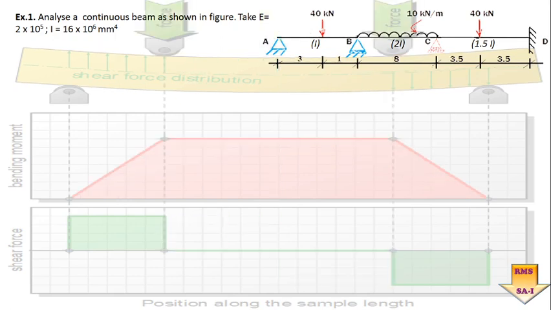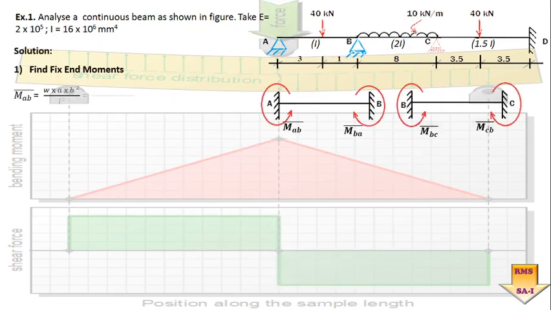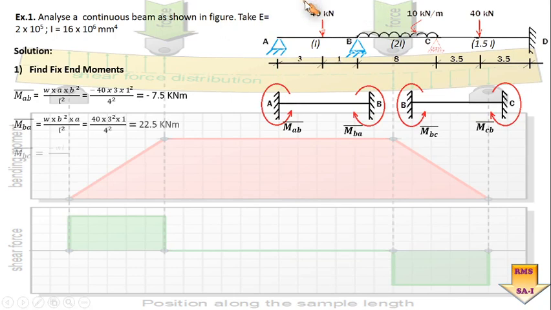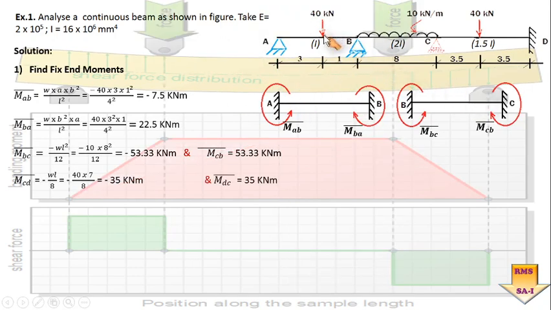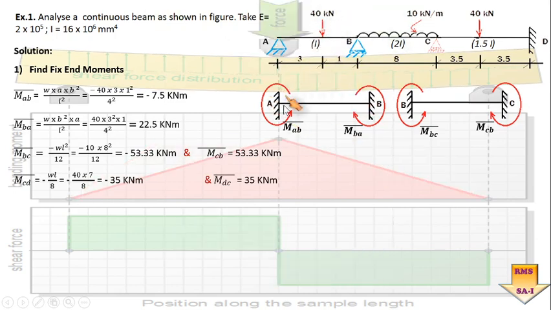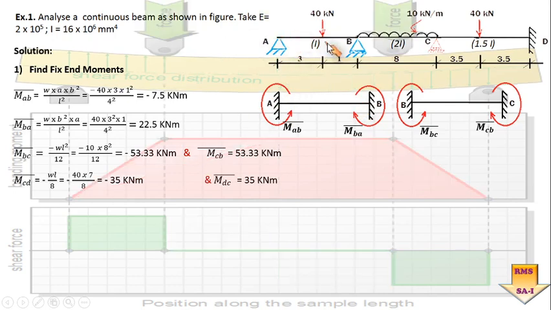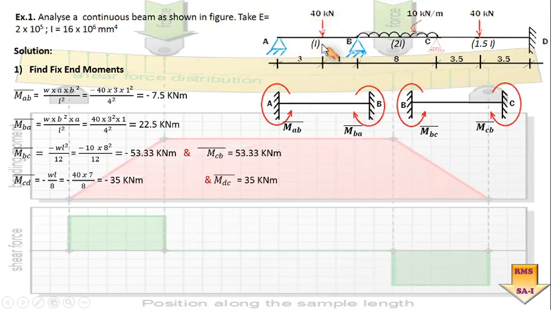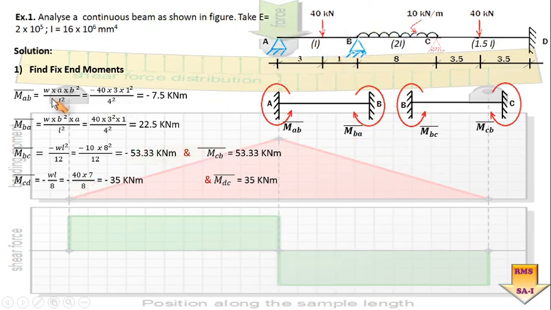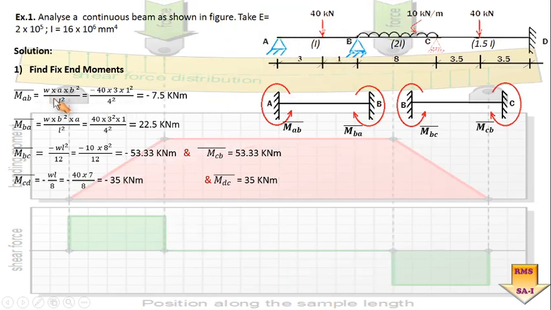So the first is to find out the fixed moments. Now considering an individual span AB, BC, and depending upon the loading acting on that, we are going to find out which standard case it resembles. So this is a standard case of a point load with an eccentricity. Is it okay? For that we know what the fixed moment is.